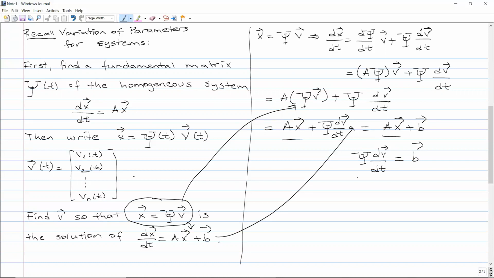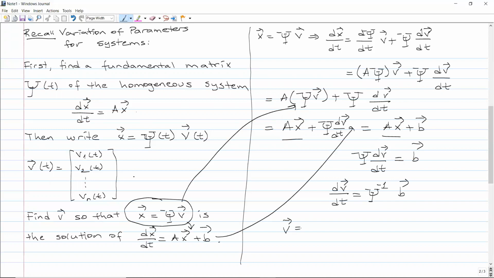The matrix, being a fundamental matrix, has an inverse. So if we multiply both sides with its inverse, we get the derivative of V equal to the inverse times B. I'm sorry, my writing is not very good.